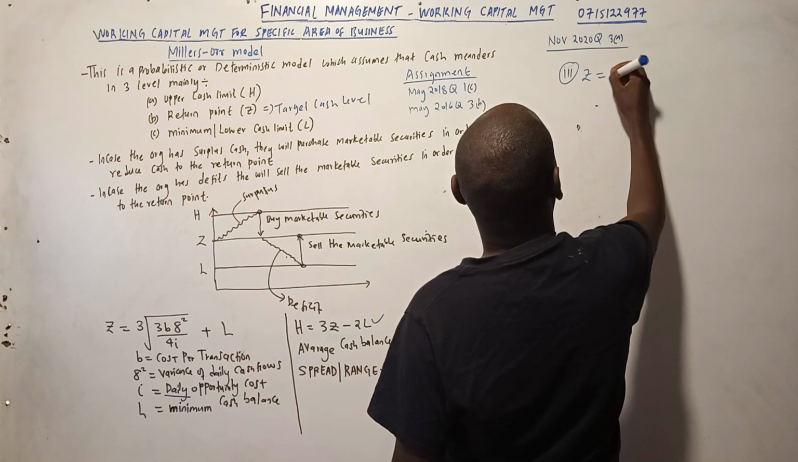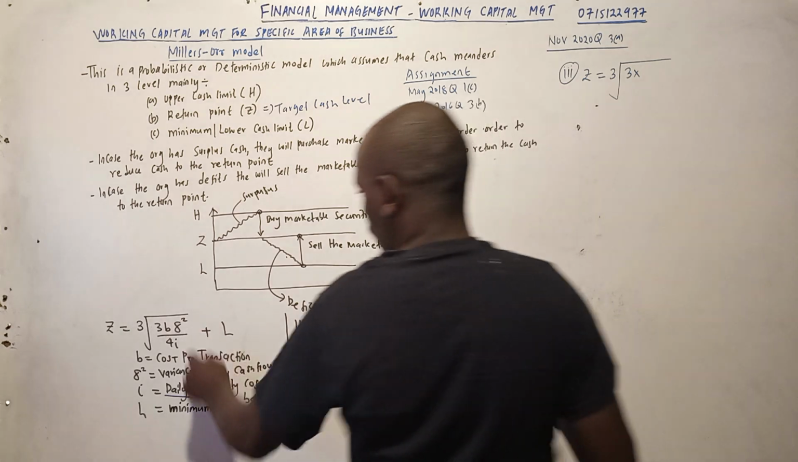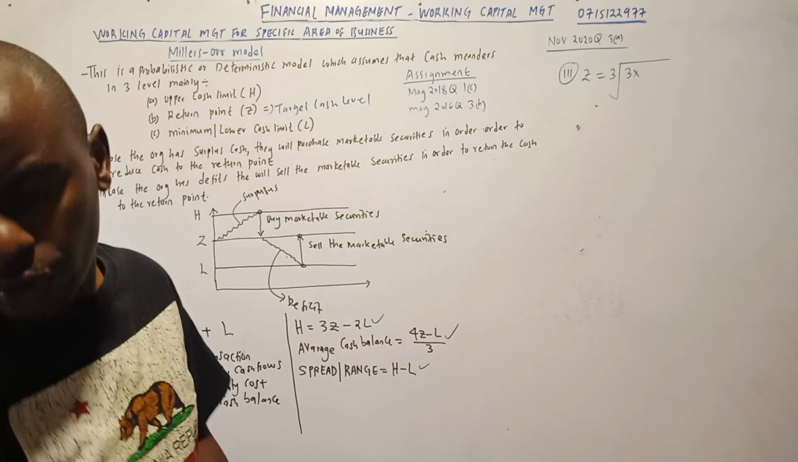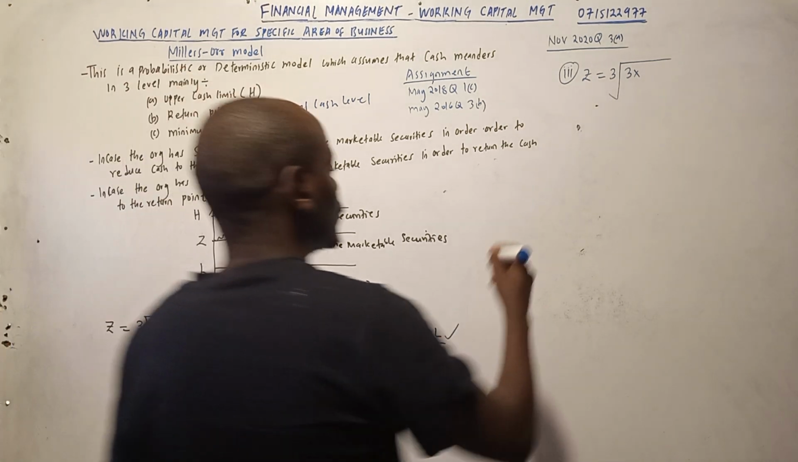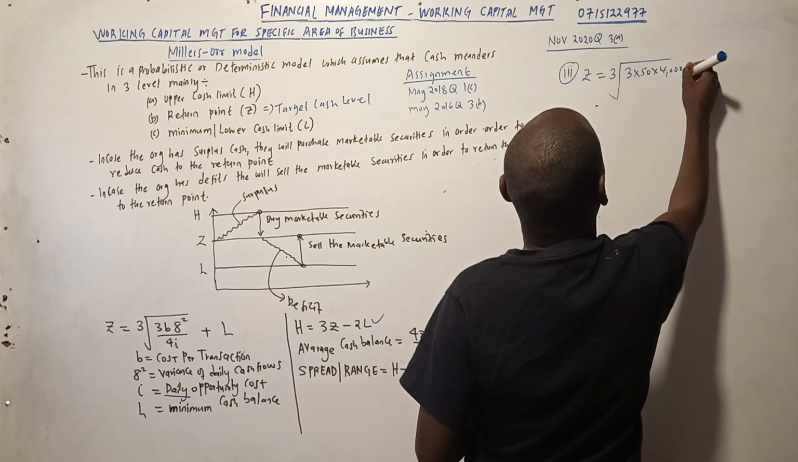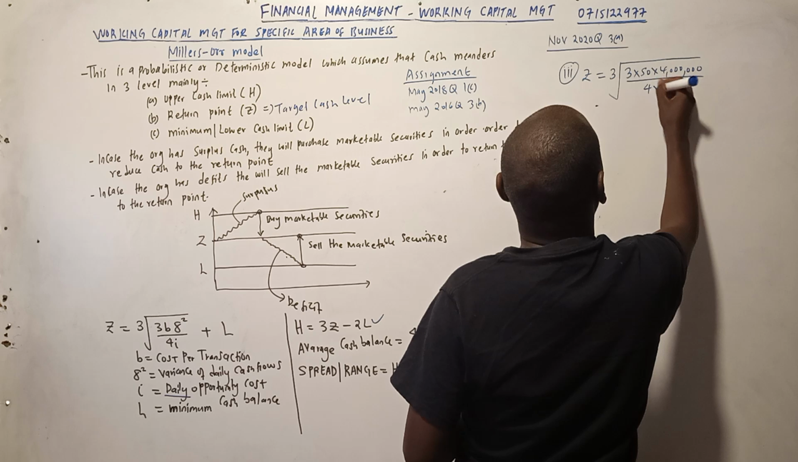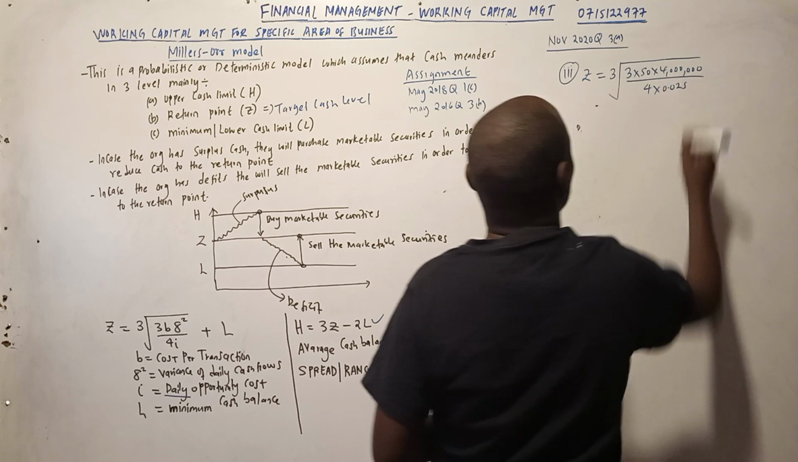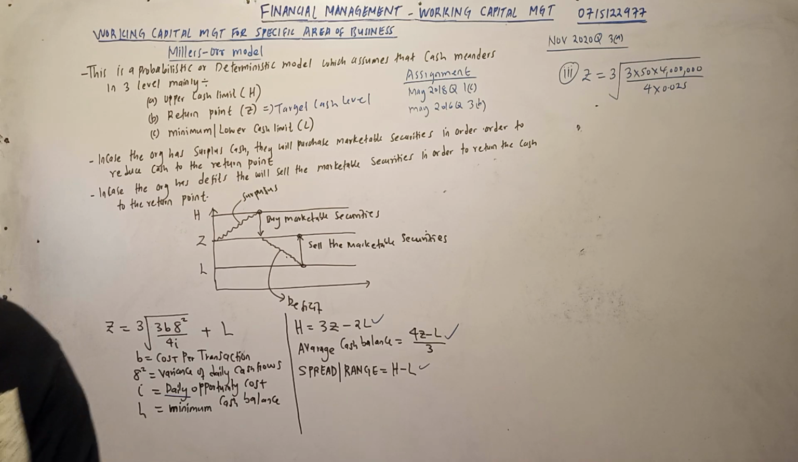So it is the cube root of 3 times our transaction cost B. In the question they told us the transaction cost is 50 shillings, times 4 million, divided by 4 times 0.025, if I am not mistaken. So 0.025, that one is correct.